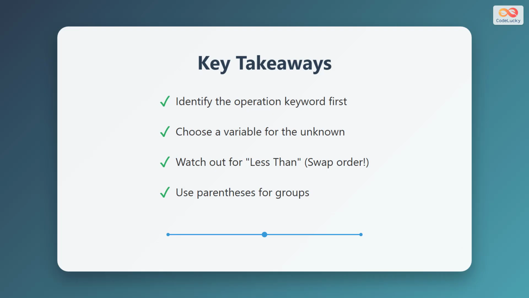To summarize, first, identify the keyword to find the operation. Second, choose a variable. Third, be careful with less than and subtracted from because they reverse the order. And finally, use parentheses when operations are grouped together.